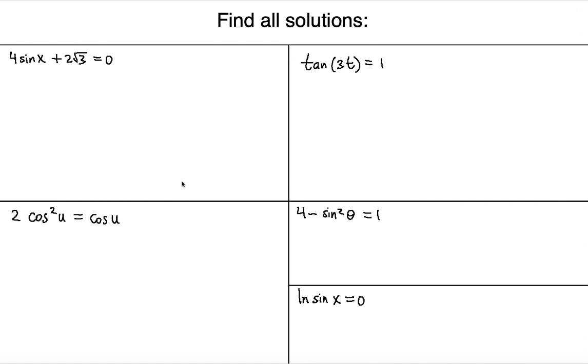We're asked to find solutions to each of the trigonometric equations that you see. So the first one here, what you're going to do, you're going to subtract 2 radical 3 on both sides. So what that gives you essentially is 4 sine x is equal to minus 2 radical 3. Dividing both sides by 4 will solve the equation for sine x. So sine x is equal to, now negative 2 over 4 is negative 1 over 2, right? So essentially the answer is minus radical 3 over 2.